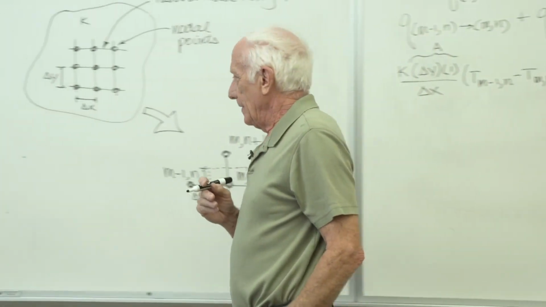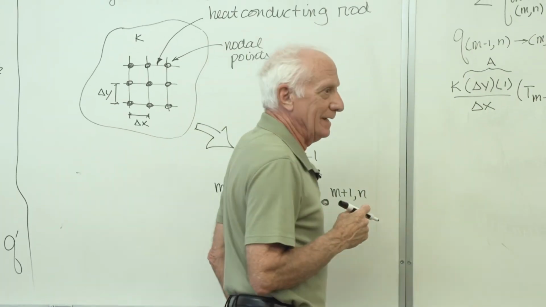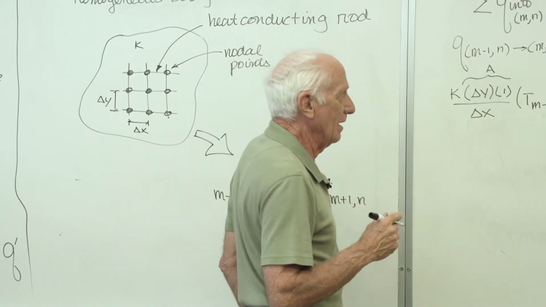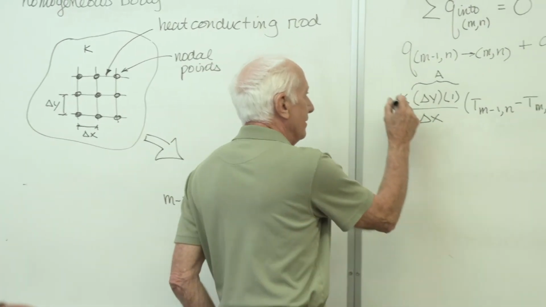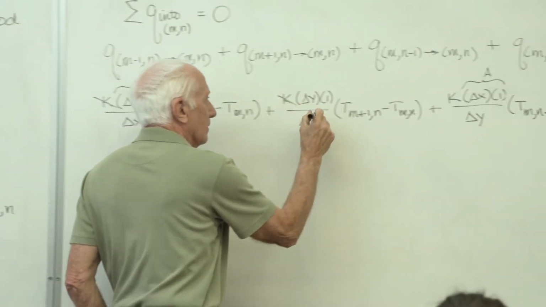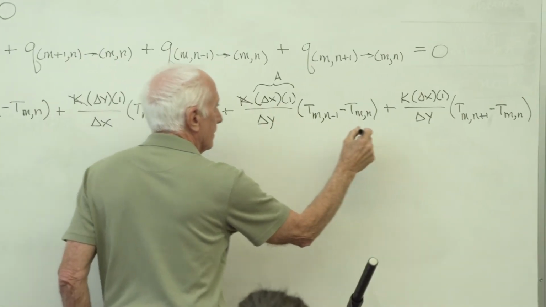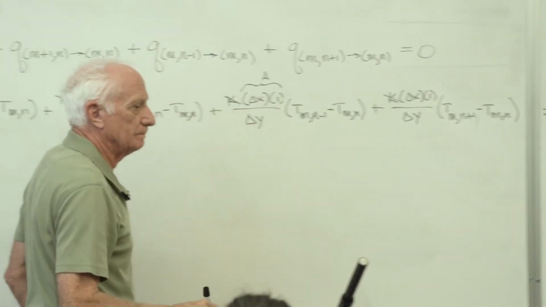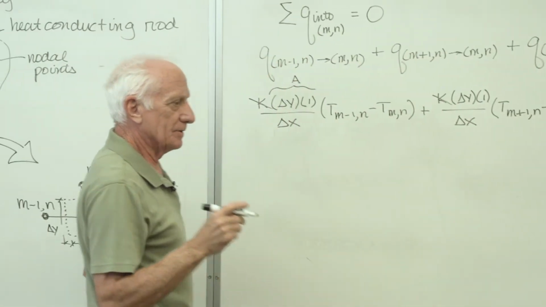Now, I say, you know what? There's a K in every term there. There's a K in every term. I'm going to divide through the whole equation by K. Good idea. Gone, gone, gone, gone. Divide through by K. Now I make a simplification.